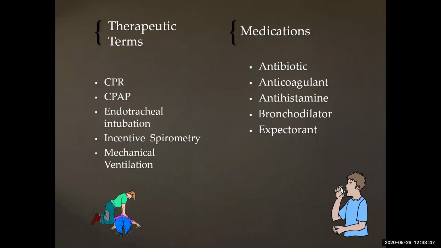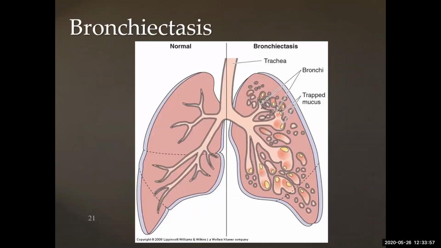Expectorant is going to increase bronchial secretions and promote somebody to cough them up. So if they're congested, we will give the expectorants to break it up and make it thinner and make it easier to come out. Bronchiectasis, so you can see here, the picture on the left is normal, coming down.